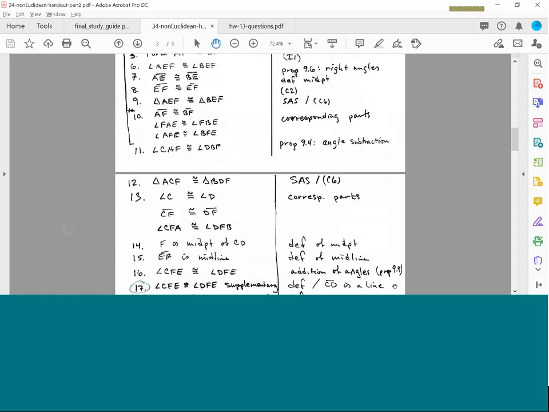Definition of supplementary. Well, if you have a pair of angles that are both supplementary and congruent, anybody remember what that means by definition? And it's literally the definition of a type of angle. Supplementary and congruent. Anybody recall?